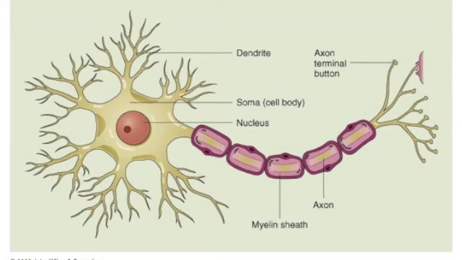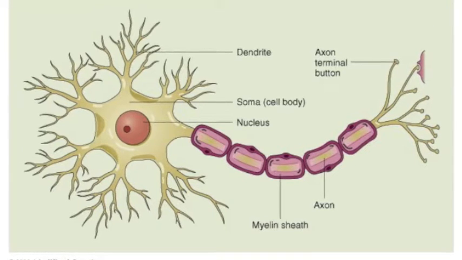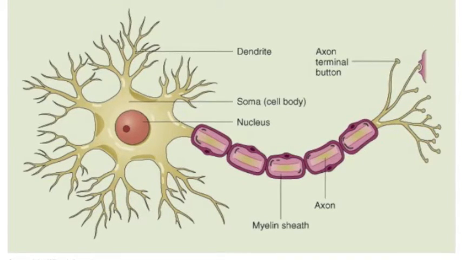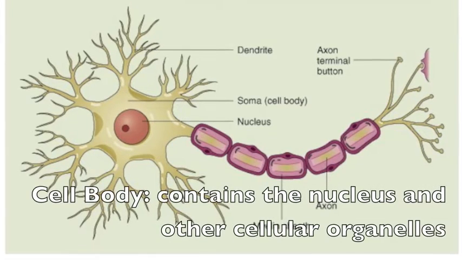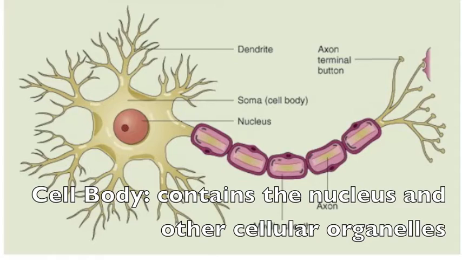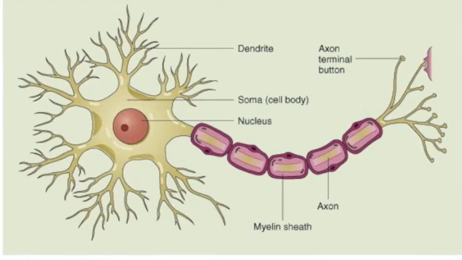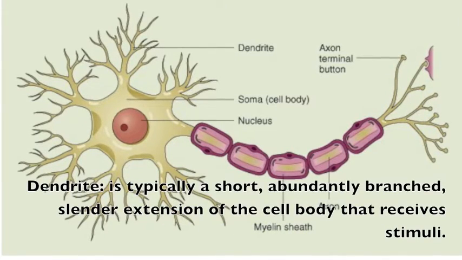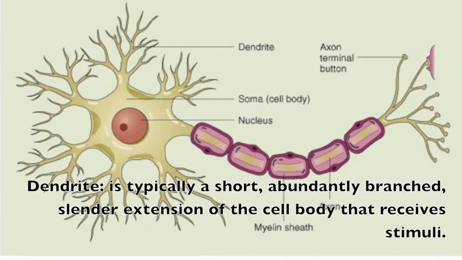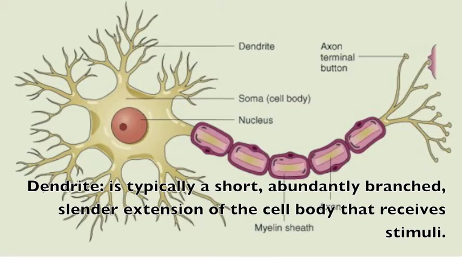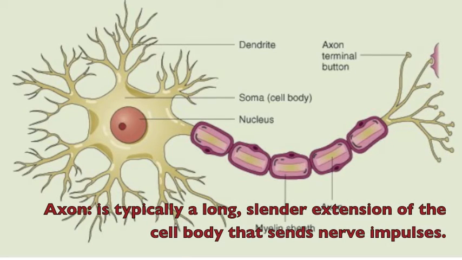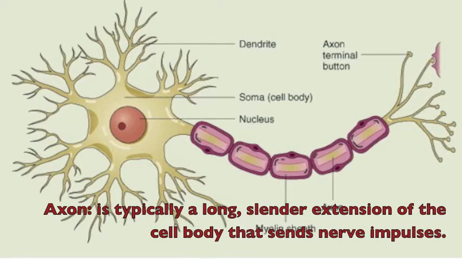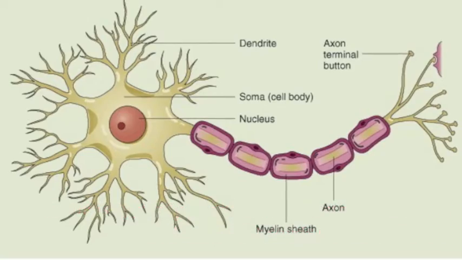The basic structural unit of the nervous system is a nerve cell, or neuron. It consists of the following parts. The cell body contains the nucleus and other cellular organelles. The dendrite is typically a short, abundantly branched, slender extension of the cell body that receives stimuli. The axon is typically a long, slender extension of the cell body that sends nerve impulses.